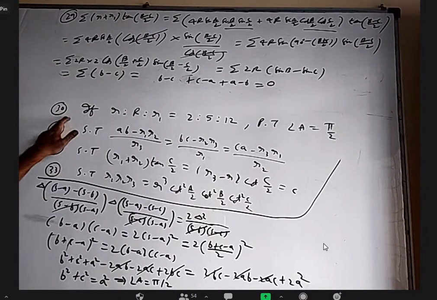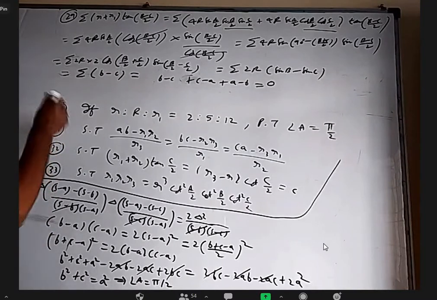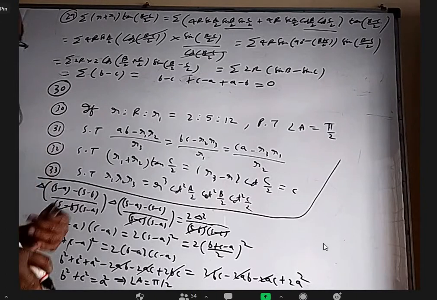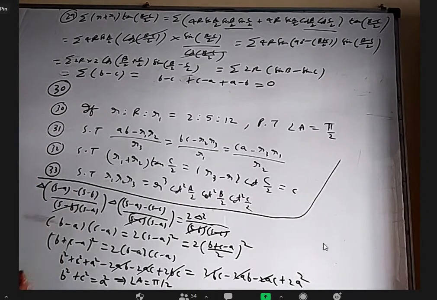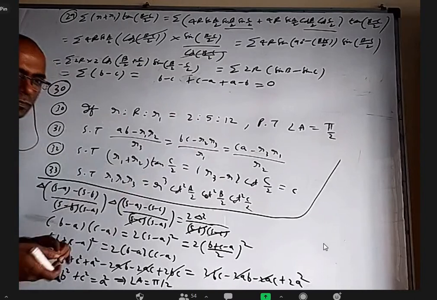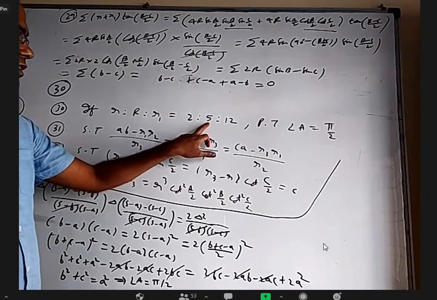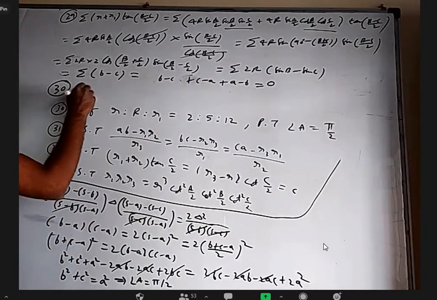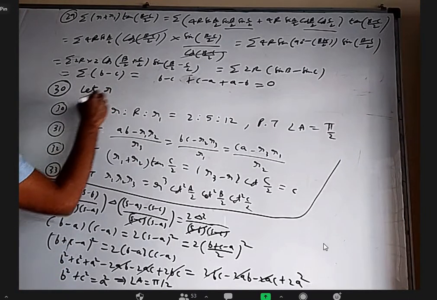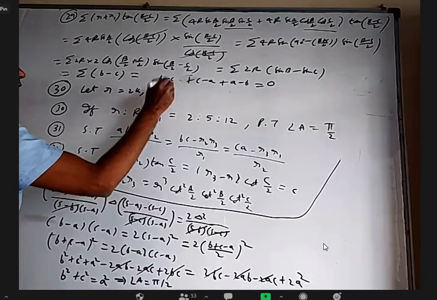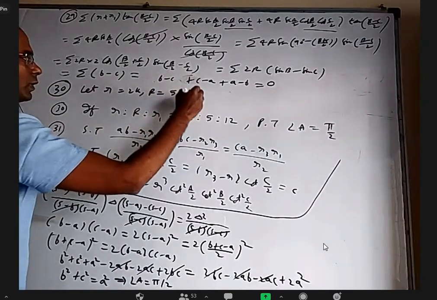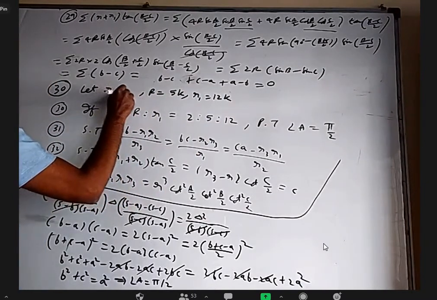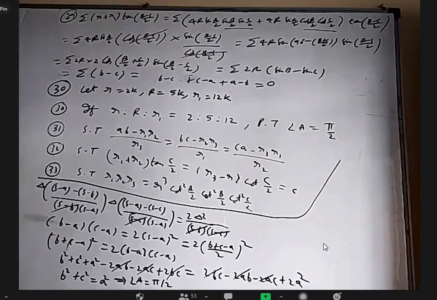This 30th question is a very specific one. Don't ask me how to get ideas. With this question I'll tell, and if some other question is given, at least you can think along similar lines. There is a relation between these numbers. If you take double of this and add this, this will come. Let small r equal 2k, capital R equal 5k, and R1 equal 12k, because based on the ratio, I'm taking it like that.